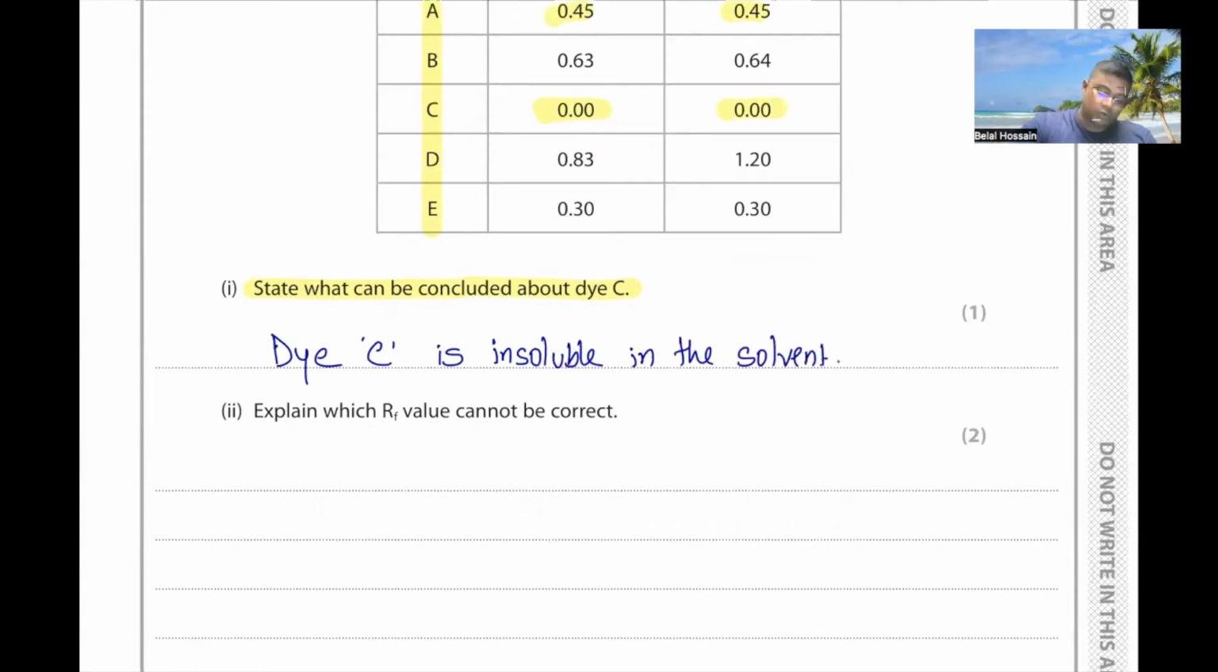So guys, watch out for these 0.00 values. That indicates a particular substance which is not soluble in the solvent that we are providing for the chromatogram.